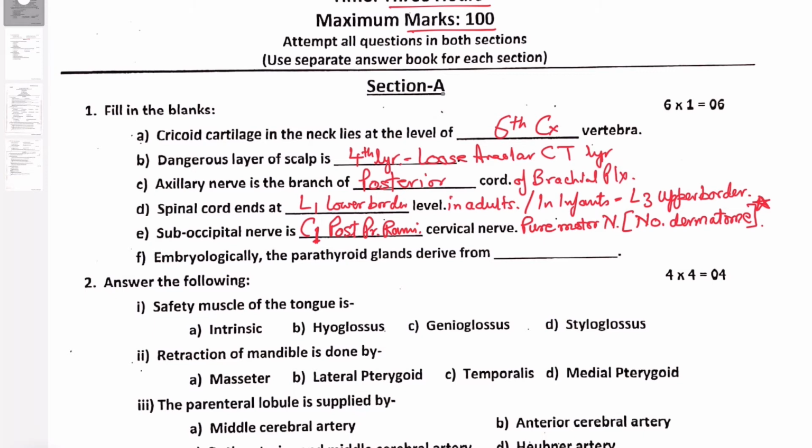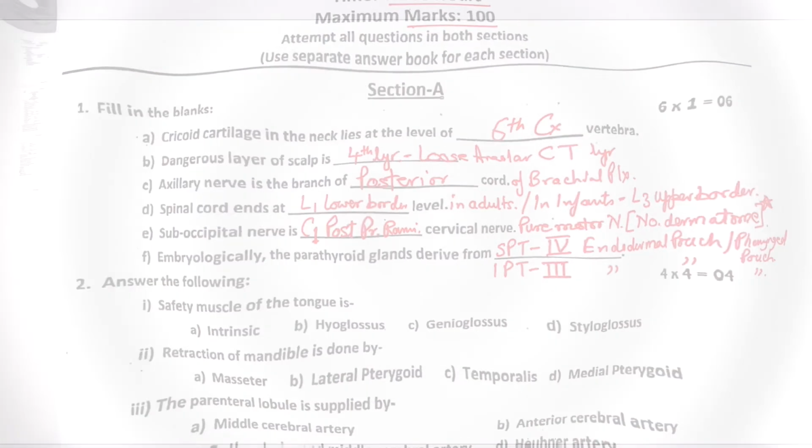Next question 1F. Embryologically, the parathyroid gland is derived from. You can write it here as endodermal pouches, but to be more precise, you can write it as superior parathyroid from fourth endodermal pouch, that is called the pharyngeal pouch. And inferior parathyroid is derived from the third endodermal pouch. It's called pharyngeal pouch. Okay, now let me cover some important points regarding these pharyngeal pouches.